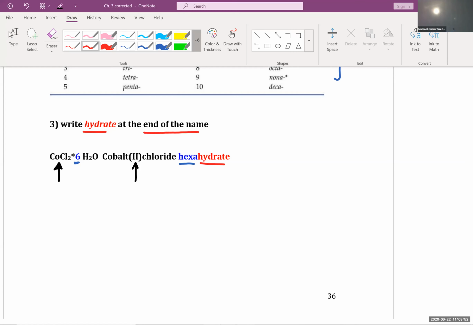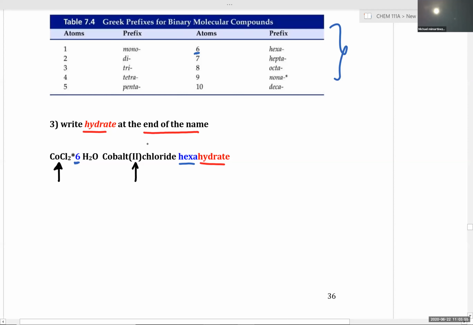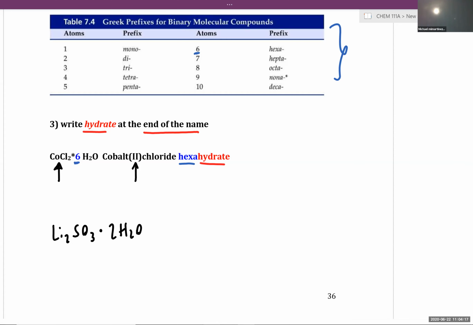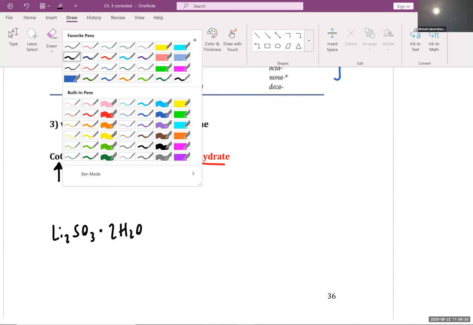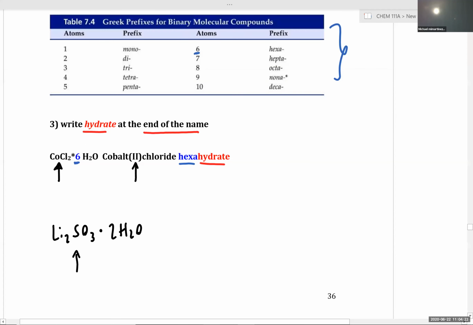Let's look at another example, and we'll make up one in this case. Let's do lithium sulfate. Let's do this with 2 water molecules associated. First things first, we name our ionic compound. In this case, this would be called lithium sulfate. Let's make it sulfate just for some variety.